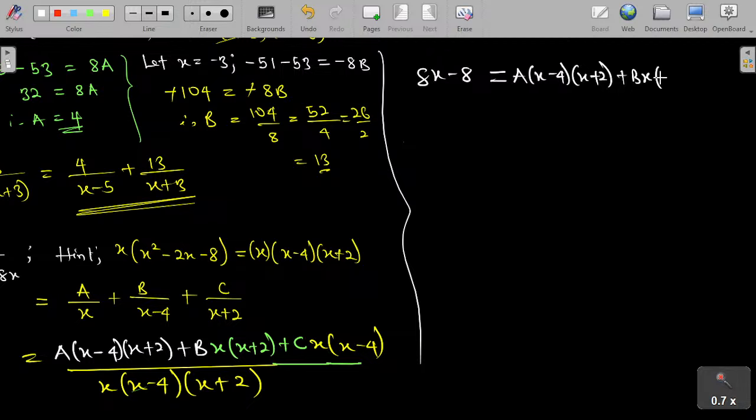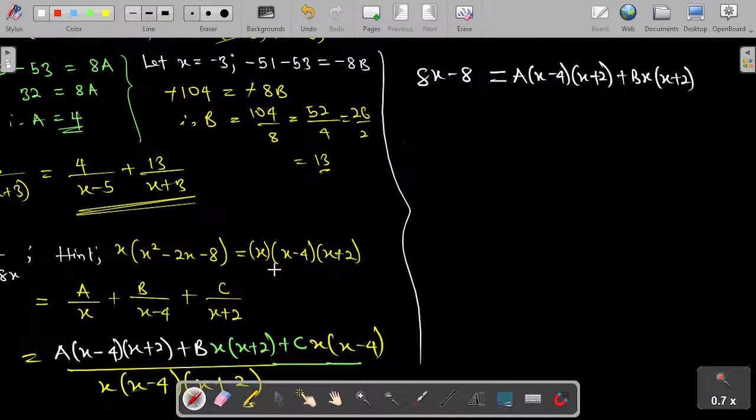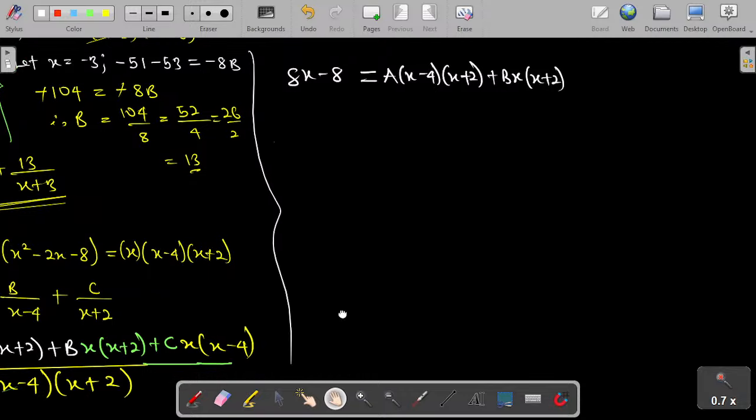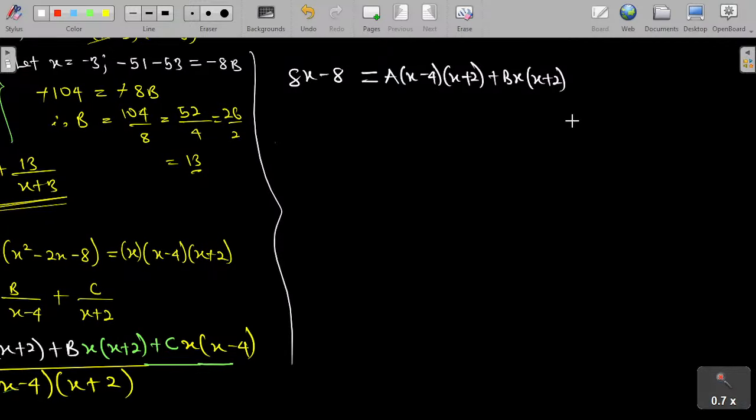Okay, so here you get x and then x plus 2, and finally you get the third part, which is c into x and x minus 4. This is the third hint you are given, and then you are now asked to complete the process, and to complete it means to get a, b, and c. All right, so let's quickly do that.